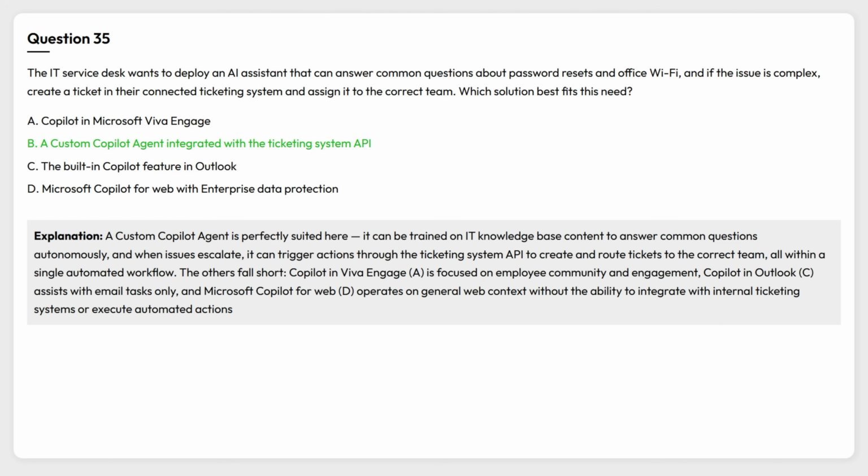The others fall short. Copilot in Viva Engage is focused on employee community and engagement. Copilot in Outlook assists with email tasks only, and Microsoft Copilot for Web operates on general web context without the ability to integrate with an internal ticketing system or execute automated actions.